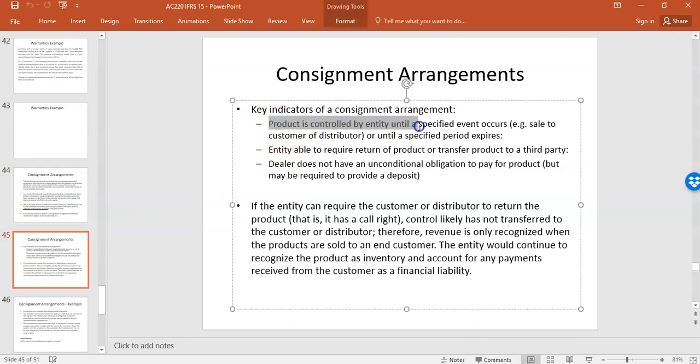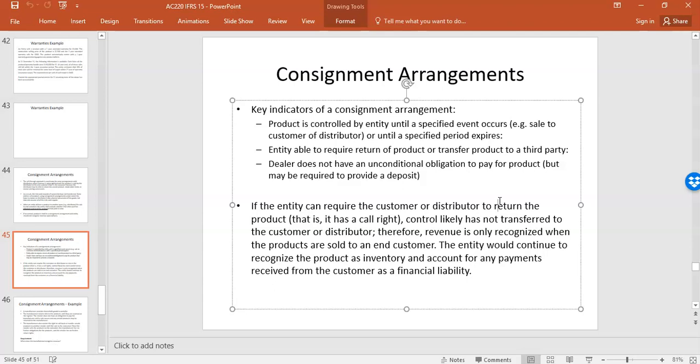The product is controlled by the entity until an event occurs. So for example, until the retailer sells it on to the end consumer, the product can be recalled or it can be given back. The entity is able to require the return of it to a third party, or the dealer does not have an unconditional obligation to pay. So for example, the retailer does not have to say, I don't have to pay for those carpets until I sell them on. So there's less risk on it from the retailer's perspective, because if they can't sell it on, they can give it back to who they got it off, and they don't have to pay anything. So they don't take on the risk.